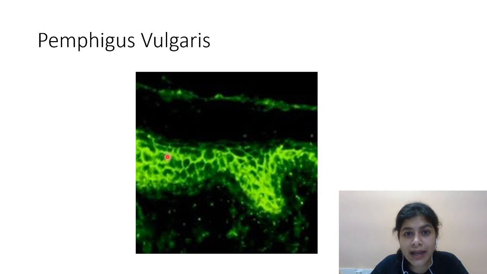So what antibody do you see? What deposition do you see? You will see that there is deposition of IgG and C3, okay? So intercellular pattern with deposition of IgG and C3 in the suprabasal location are the findings of direct immunofluorescence in pemphigus vulgaris. Hope that's very clear.